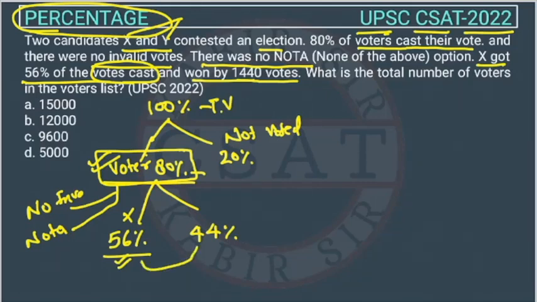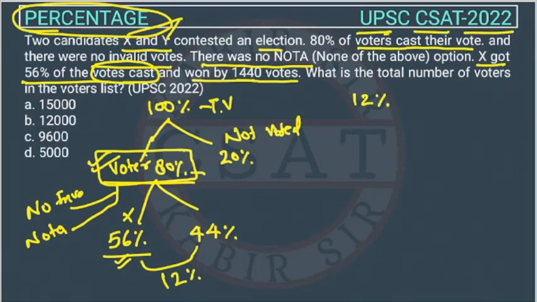So what is the difference here? The difference here is, we will minus it, like 56 minus 44, so this will be 12, right? So they have given that 12%, जो x है वो 12% वोट से जीत रहा है, राइट? जितने भी वोट कास्ट हुए हैं, ठीक है, उसका जो 12% है उससे वो जीत रहा है.